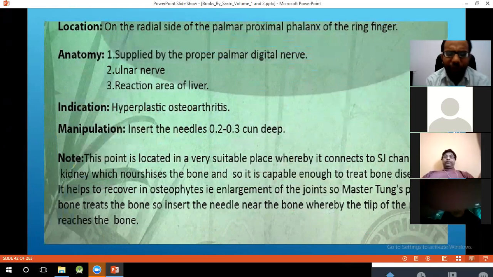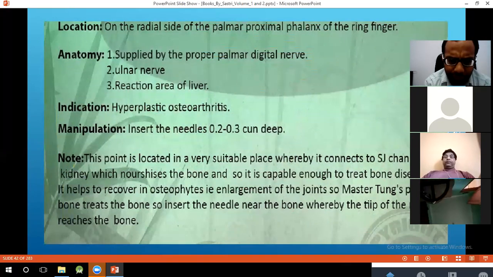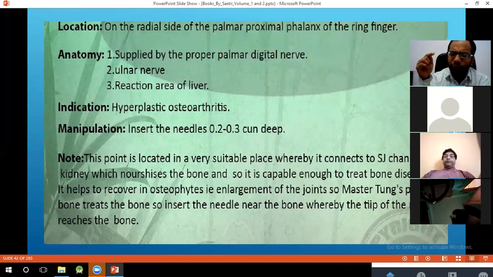You can search on Google now for the anatomy of hyperplastic osteoarthritis. It helps. Even in the knee, after knee replacement, you will find a lot of complications in this type of knee. So it helps. So what you need to do? You should direct the needle towards the bone while you treat this osteoarthritis because bone treats the bone. The kidney nourishes the bone. So when you insert the needle, you have to put the needle touching the bone. But you get good results.